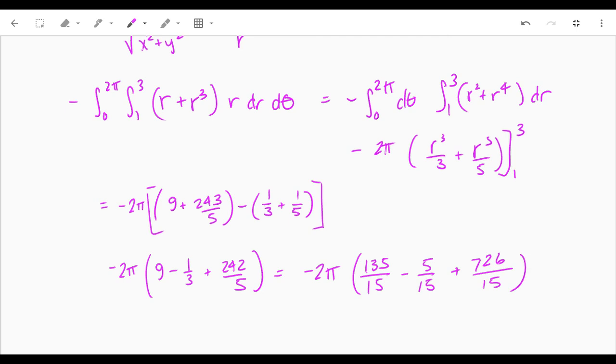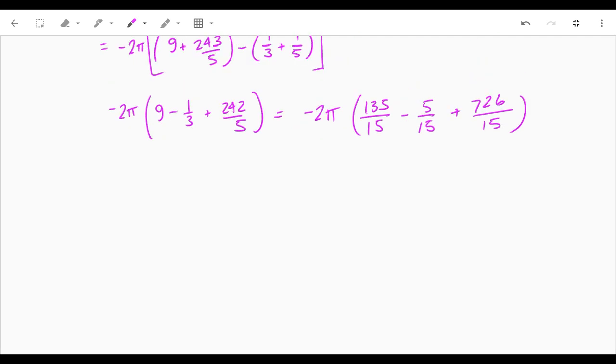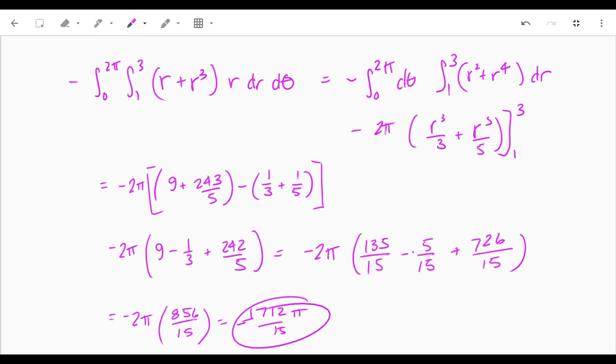I think so. All right, we're almost there. So negative 2 pi. Let's see, 130 plus 726 would be 856 over 15. Negative 2 times 856 is 1712 pi over 15. That's a negative up front. Negative 1712 pi over 15. Final answer there. Okay, and that's the last problem from this section. So there you go.